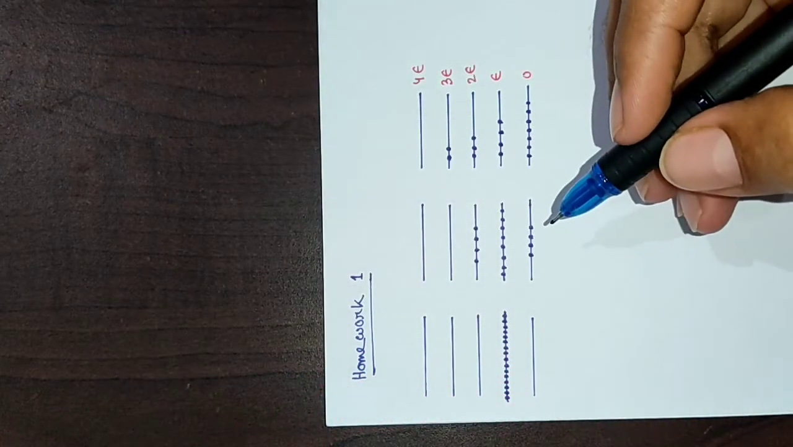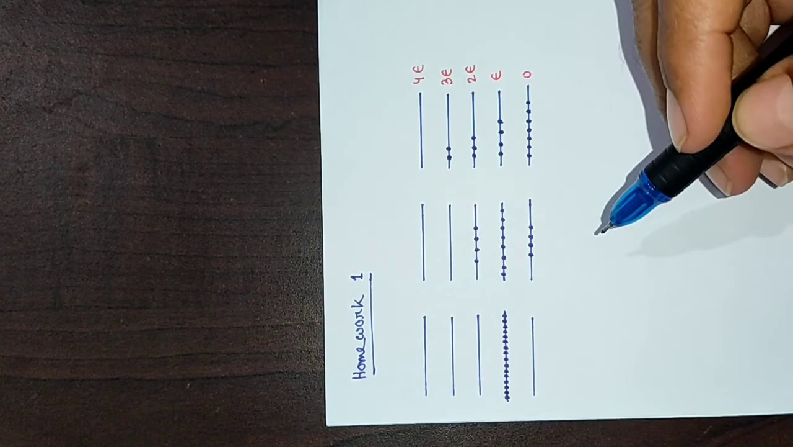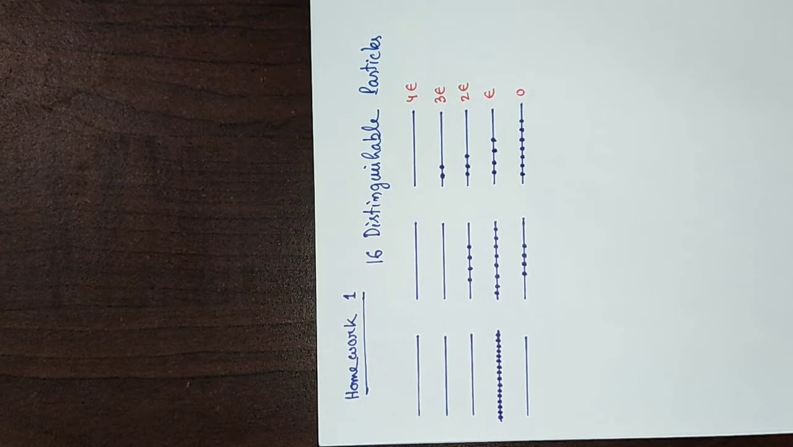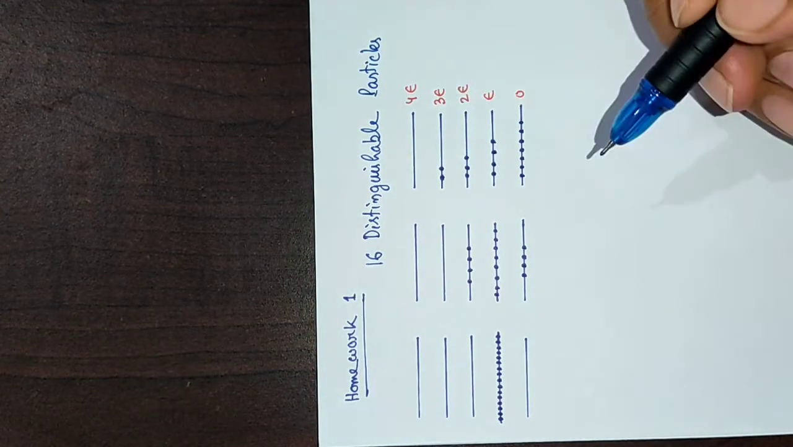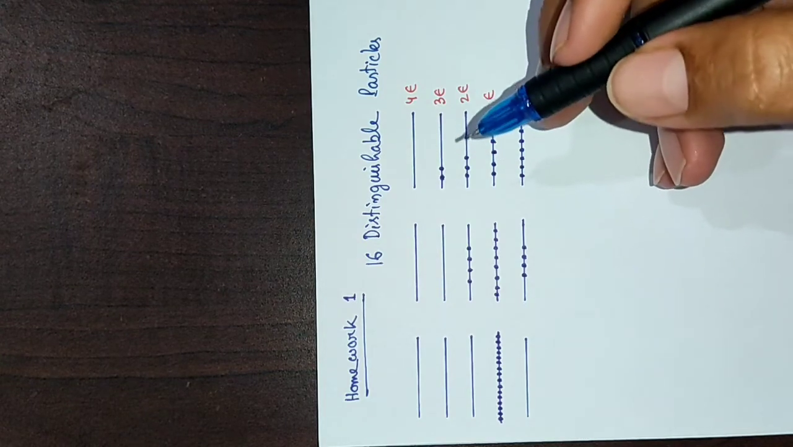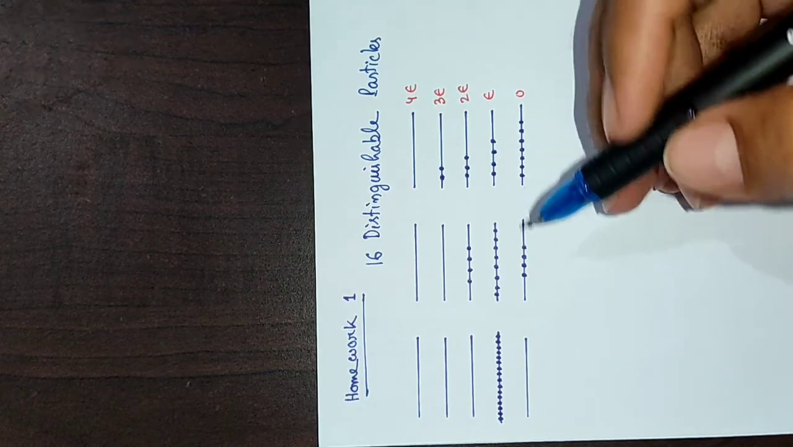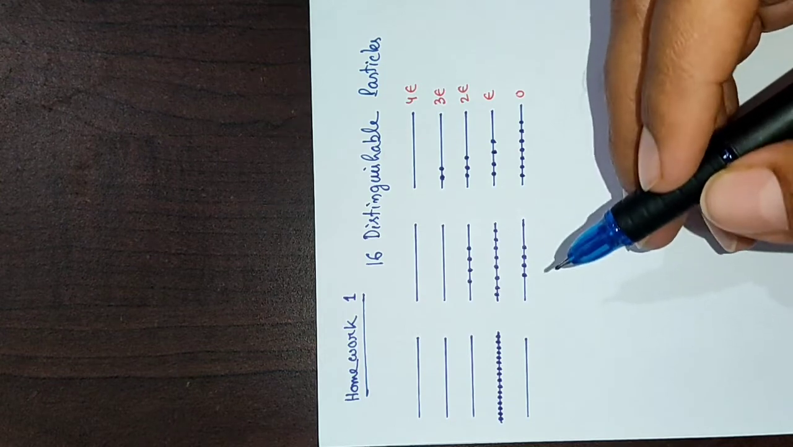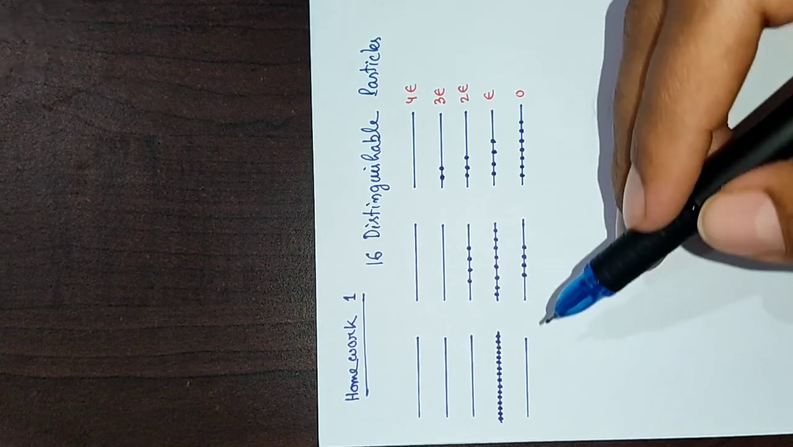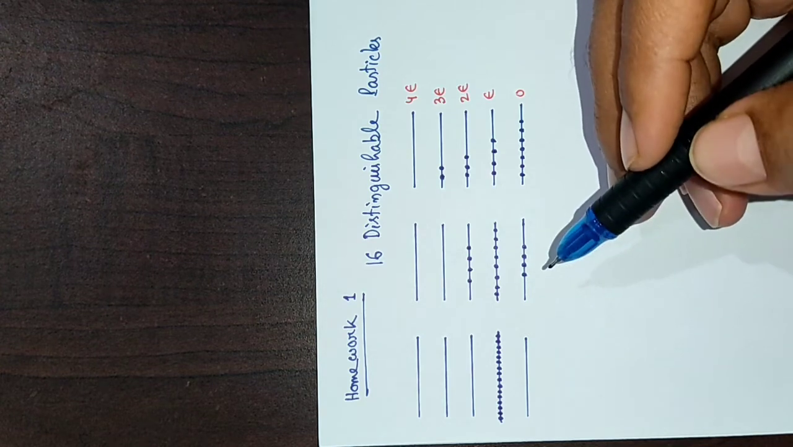In this video, I will discuss only the homework that was given in the previous lecture. We had 16 distinguishable particles having 16 epsilon energy in total. Now the three possible macro states that were supplied in the given problem were these three. Many macro states are possible.